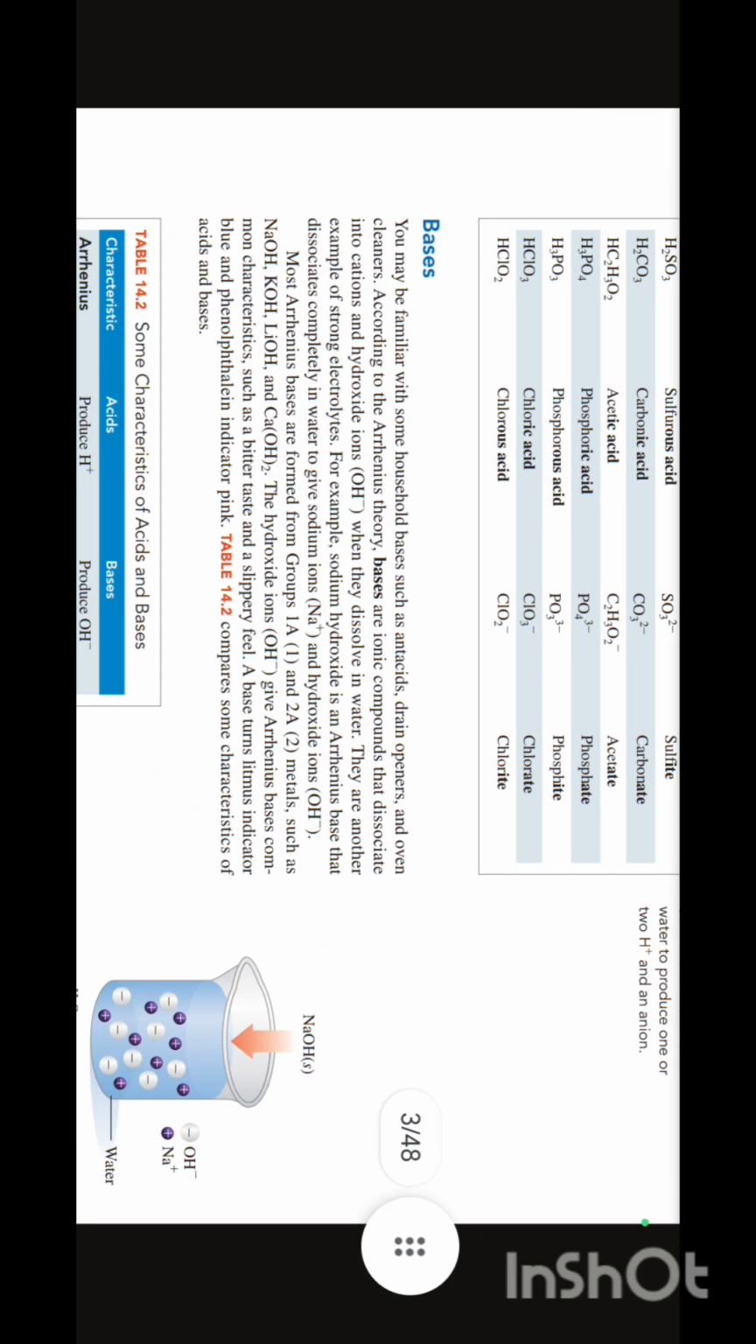Bases. You may be familiar with some household bases such as antacid, drain openers, and oven cleaners. According to the Arrhenius theory, bases are ionic compounds that dissociate into cations and hydroxide ions, OH- ions, when they dissolve in water. They are another example of strong electrolytes. For example, sodium hydroxide is an Arrhenius base that dissociates completely in water to give sodium ion Na+ and hydroxide ion OH-. Most Arrhenius bases are formed from group 1A and 2A metals such as NaOH, KOH, LiOH, and Ca(OH)2. The hydroxide ions give Arrhenius bases common characteristics such as bitter taste and a slippery feel, turn litmus blue, and phenolphthalein pink.